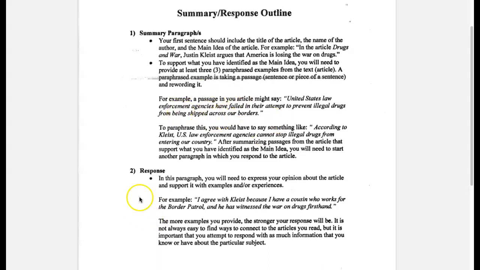Once you're done with your summary, you're going to start a new paragraph, and that new paragraph is going to be your response. In your response, you should start off with, I agree, or if you disagree with the main idea. So right here, you're focusing on whether or not you agree or disagree with the main idea that you put up over here.